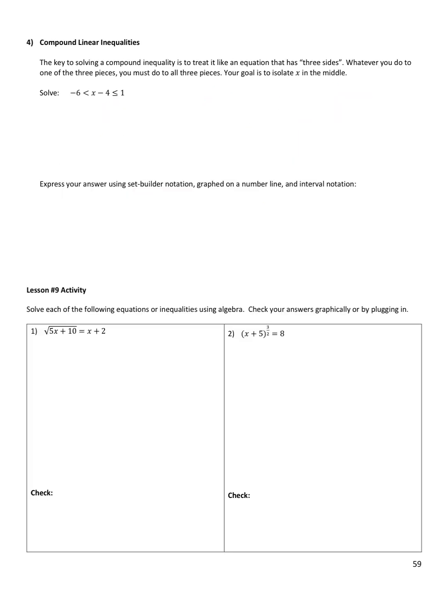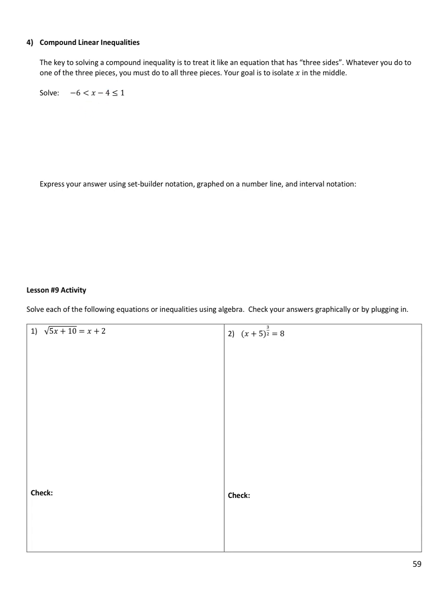Compound linear inequalities. The key to solving these is to treat it like an equation that has 3 sides. Whatever you do to one of the 3 pieces, you must do to all 3 pieces, and the goal is to isolate the x in the middle. You also have to follow that rule about turning the direction of the inequality around if you multiply or divide by a negative sign.